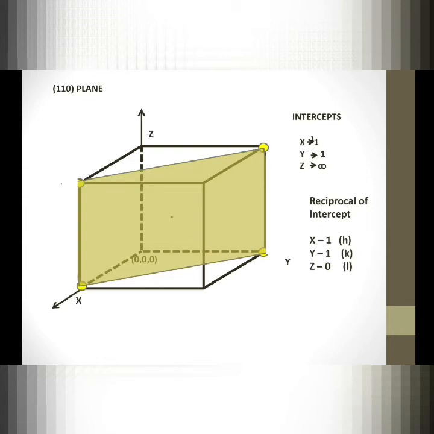Just draw those two planes, that is 1 0 1 and 0 1 1, by yourself, and you can see that those planes will be parallel to the y-axis and parallel to the x-axis. And all these planes, that is 1 1 0, 1 0 1 and 0 1 1, are similar types of planes. They belong to a similar family.